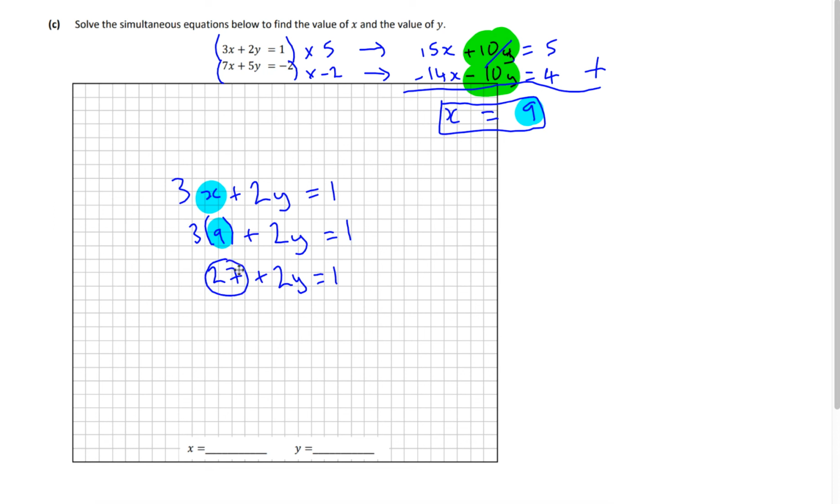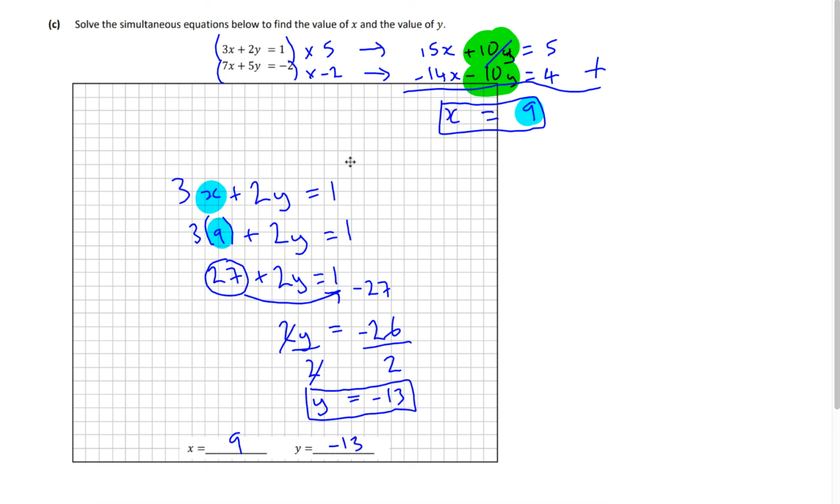So I can take that 27 across to the other side, change the sign, it becomes minus 27. That leaves me with 2y on the left is equal to 1 minus 27, which is minus 26. And then you can divide both sides by the number in front of y. As always, divide that by 2 and divide minus 26 by 2. These twos cancel, leaving me with y is equal to minus 26 divided by 2, which is minus 13. So there's my two answers. x is 9 and y is minus 13. And that's the end of the question.